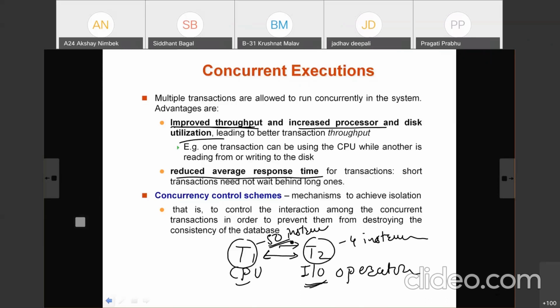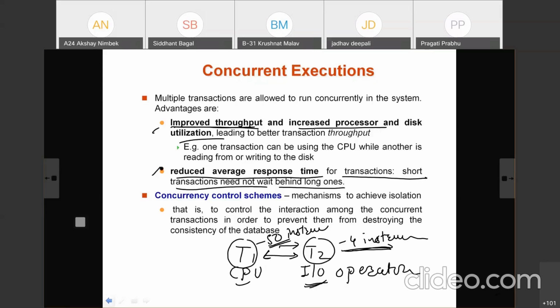Is it clear? But if we execute concurrently, then it is not necessary for T2 to wait. T2 may finish before T1. Why? Because it has only 4 instructions. If it executes concurrently, it reduces the average response time for the transactions. A short transaction need not wait for the long one. So these are the two advantages of concurrent execution.